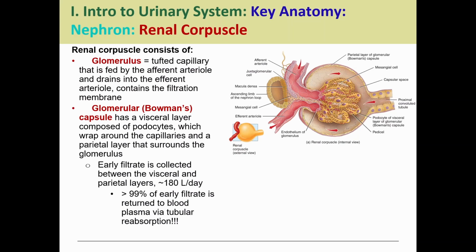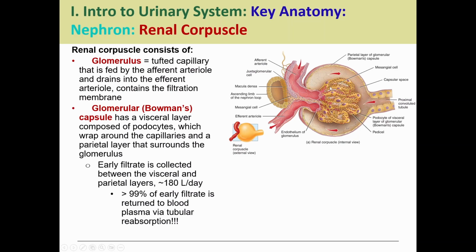The Bowman's capsule is going to have a layer we call a visceral and a parietal layer. Visceral being deeper in, this is what's going to have direct contact with the glomerulus. And then the parietal layer is going to be forming the outer edge, the capsule itself. The visceral layer is going to have what we call podocytes.